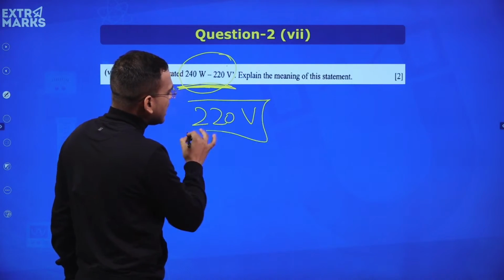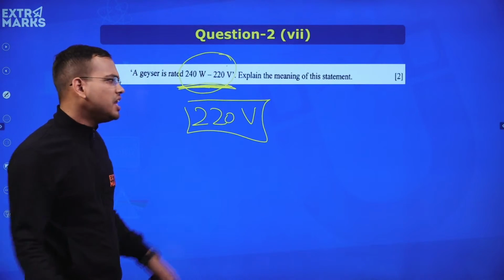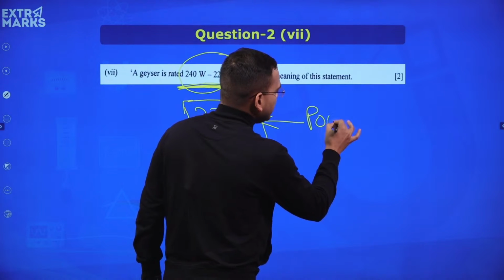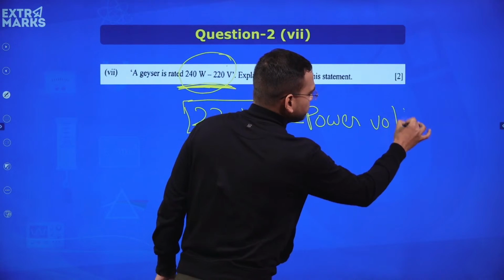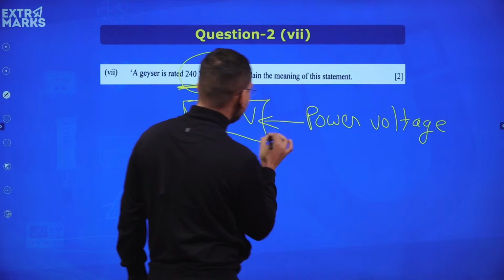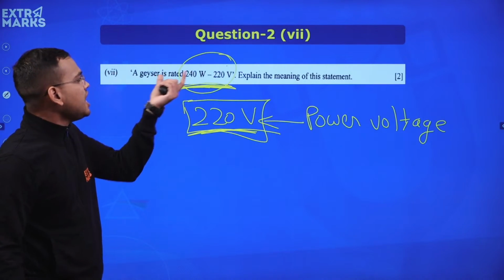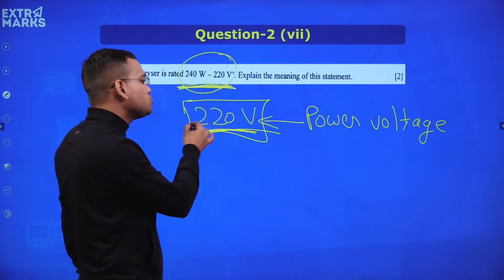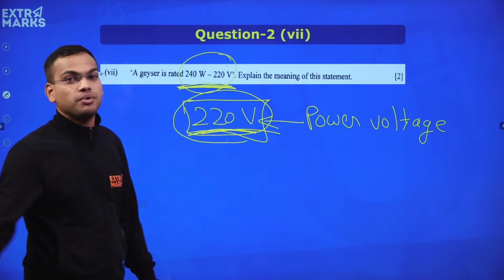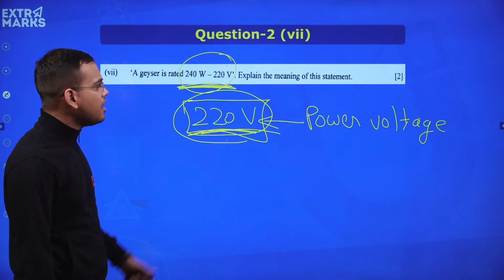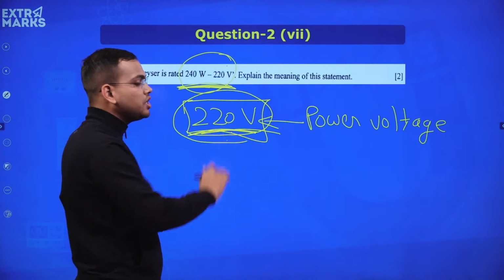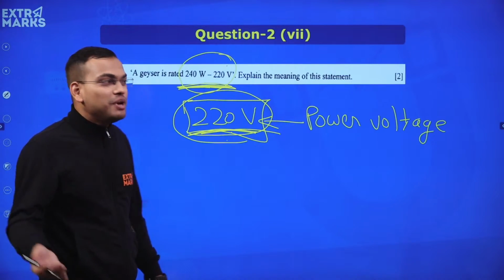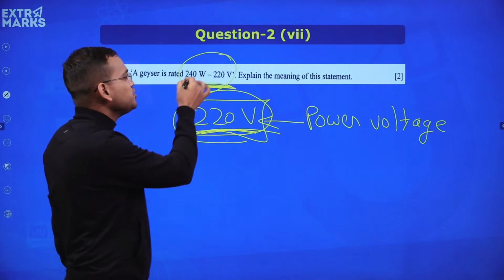220 volt. Out of this 240 watt and 220 volt, we know that 220 volt is the power supply voltage. Whatever supply we are getting in our home is 220 volt. So if this geyser is to be used in our home, it can be used only at 220 volt. But if it is used at 220 volt, how much power will it consume? How much electricity bill will come? How will you know? From this 240 watt.